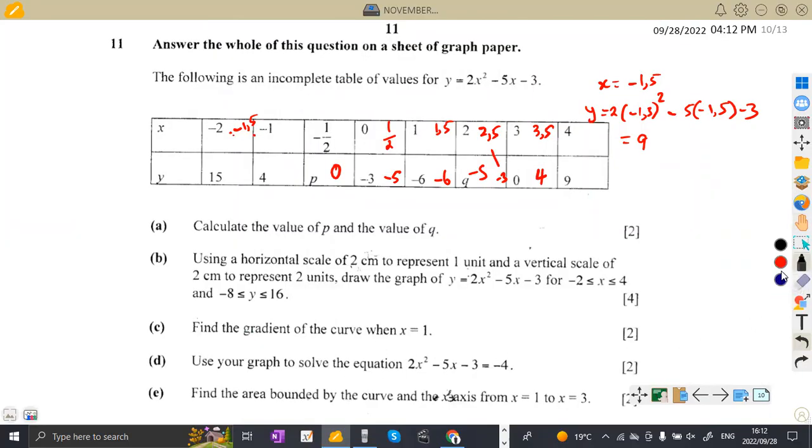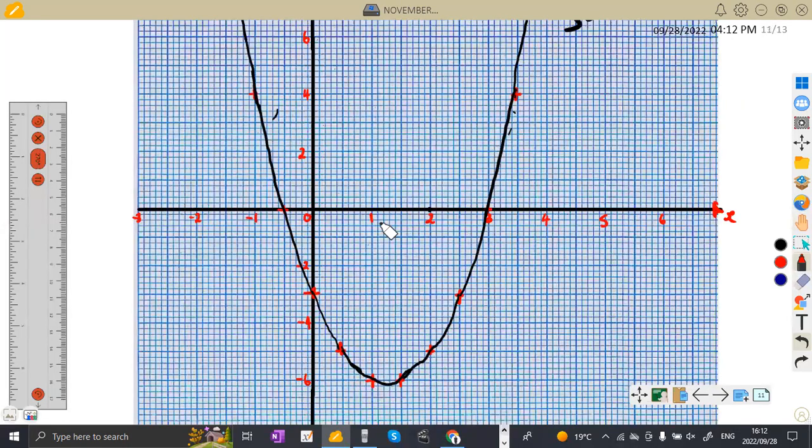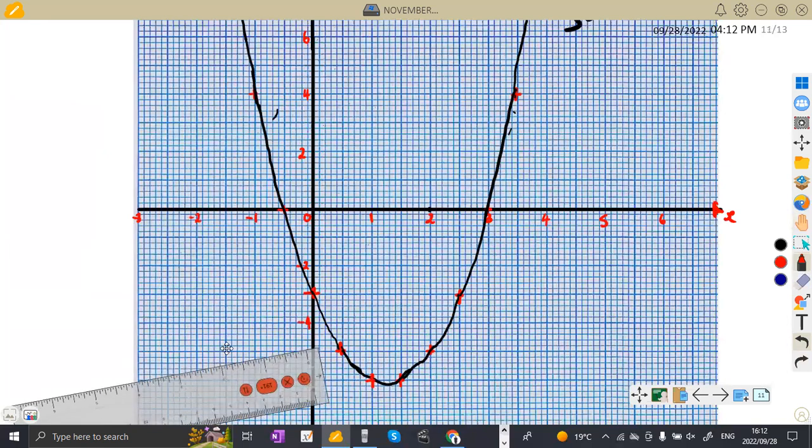After that, the question now is for us to find the gradient on item C. Find the gradient of the curve where x is equal to 1. So guys, I told you, for gradient, you must draw a suitable tangent at x is equal to 1. So at x is equal to 1 on our graph, this is 1 here at this point. That is where we are going to have our tangent. x equal to 1 corresponds with minus 6. So you draw a suitable tangent at that point.